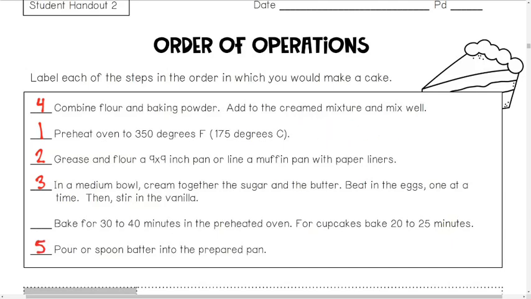Step five, you're going to pour that into the prepared pan, and then step six, you're going to bake it for 30 to 40 minutes. If you don't follow those steps in order, then you won't get the desired outcome, which would be a delicious cake or something like that.